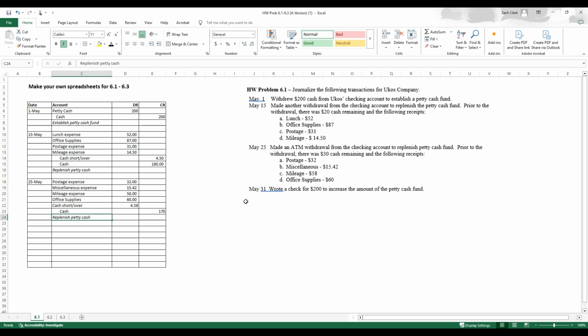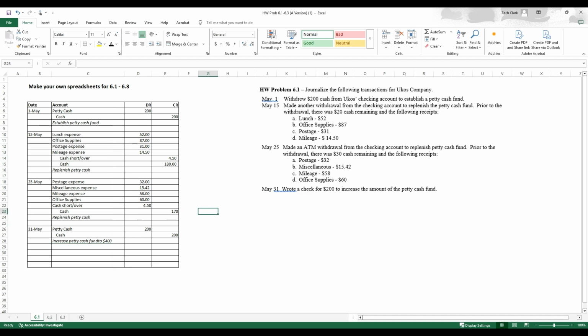But that's going to be our replenishment there. And then finally on May 31st, we're going to increase the amount of the petty cash fund. So we wrote a check for $200 to increase the amount of the fund. And so we basically just do the same exact journal entry, but we're going to say increase petty cash fund to, let's say, $400. And that's all the journal entries.